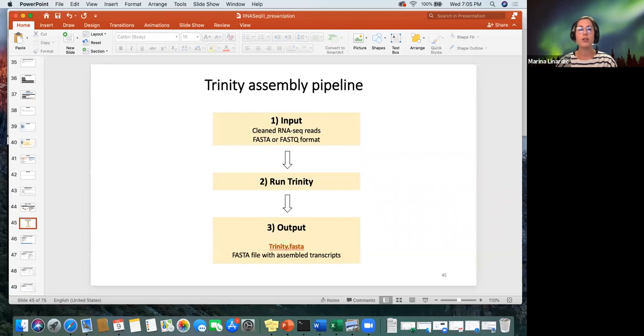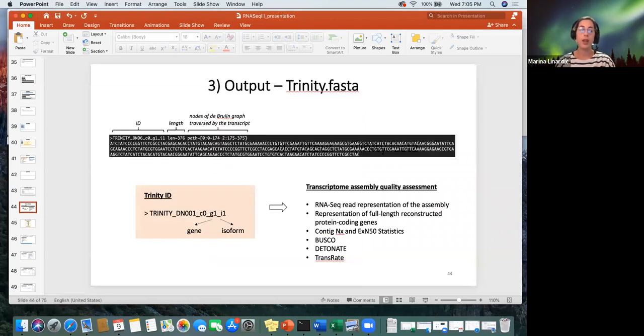Okay, so yesterday we finished by getting the Trinity pipeline output, which was the Trinity FASTA file that looked like this. So we had the first line, which had information about our transcript. It had the Trinity ID, its length, and then some more information about how it was actually made within the Trinity program. And in the orange box below, you can see how it looks. So you have the Trinity name, then some identifier, C for cluster, gene, and isoform level as well.